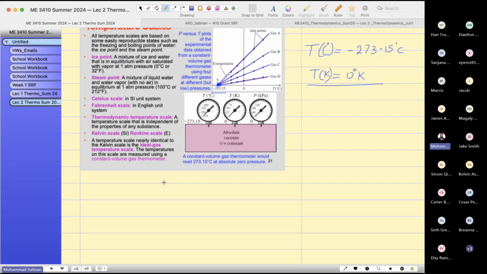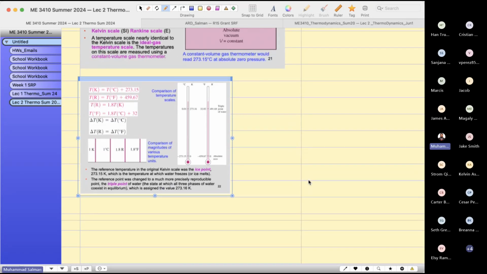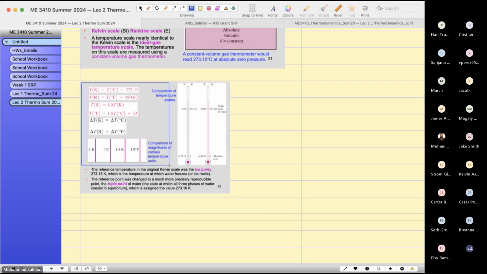So let me show you. The next slide I'm going to show you has the formulas, which you can note down or memorize. Usually you have the boiling point of water, which is 100 degrees Celsius.